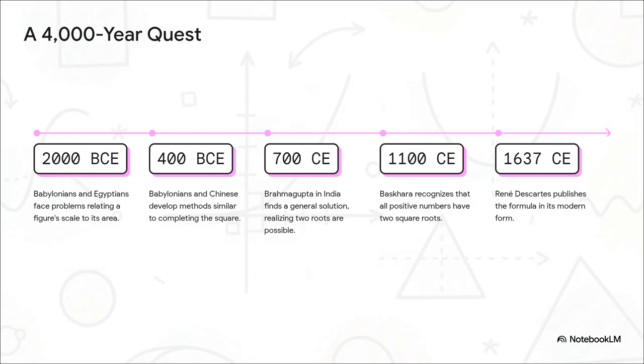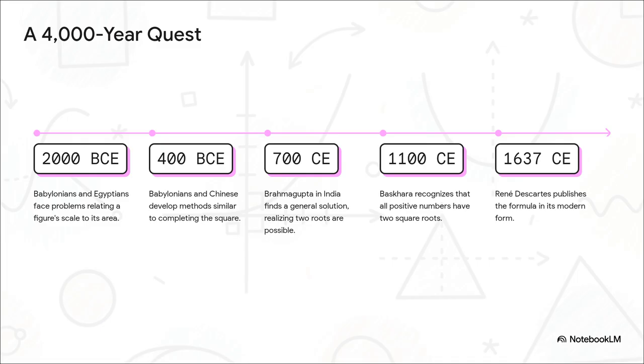But you gotta understand, this thing didn't just fall out of the sky. It's the end result of a hunt that took almost 4,000 years. We're talking ancient Babylonians trying to solve problems about land area. Fast forward to mathematicians in India like Brahmagupta, who was one of the first to say, hey, maybe there are two answers, all the way up to René Descartes, who finally wrote it down in the modern form we recognize today.